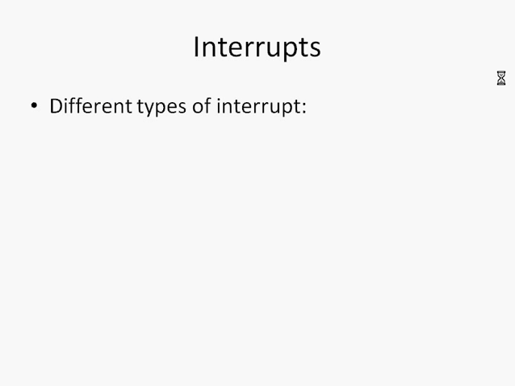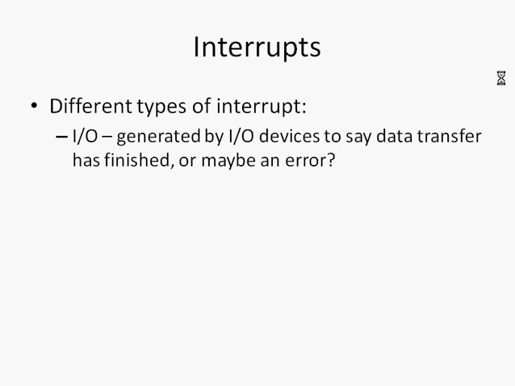One last slide is on the different types of interrupts that can happen. There are input-output interrupts, which are generated by input-output devices to say whether data transfer has finished maybe, or has there been an error maybe.